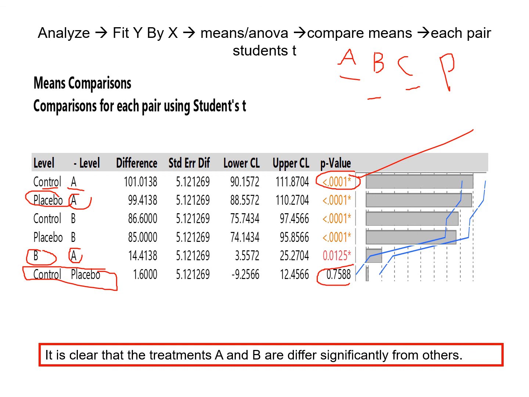The p-value is greater than 0.05. It means that there is no significant difference between the control group and the placebo group. So control and placebo give the same outcome. So the different groups are A and B. Again, for each significantly different combination, we have either A or B. So A and B differ significantly from the others. Again, control and placebo look the same, so the different groups are A and B.